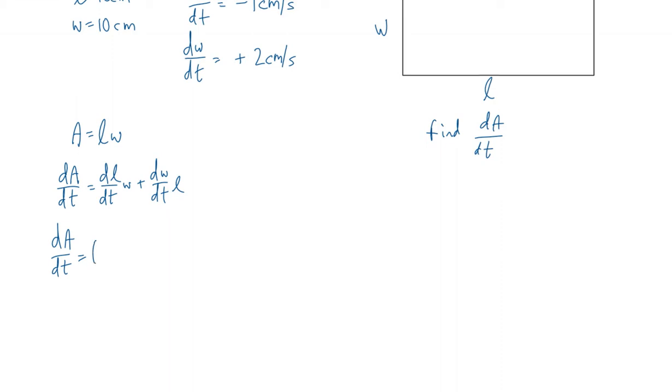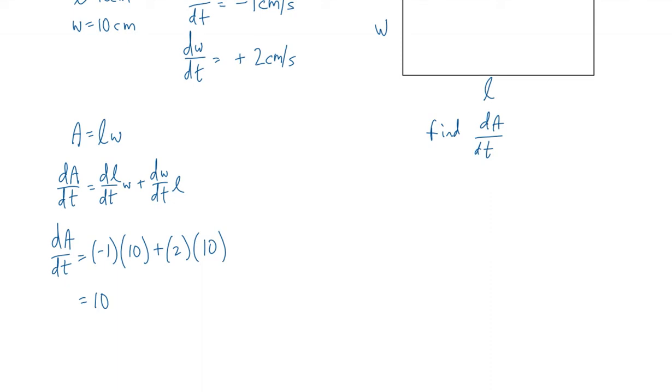So the change in length is -1. And the width was 10, and the change in width was 2, I believe. Yep, there it is. And again, the length is 10. And so this ends up being 20 minus 10, which is 10.